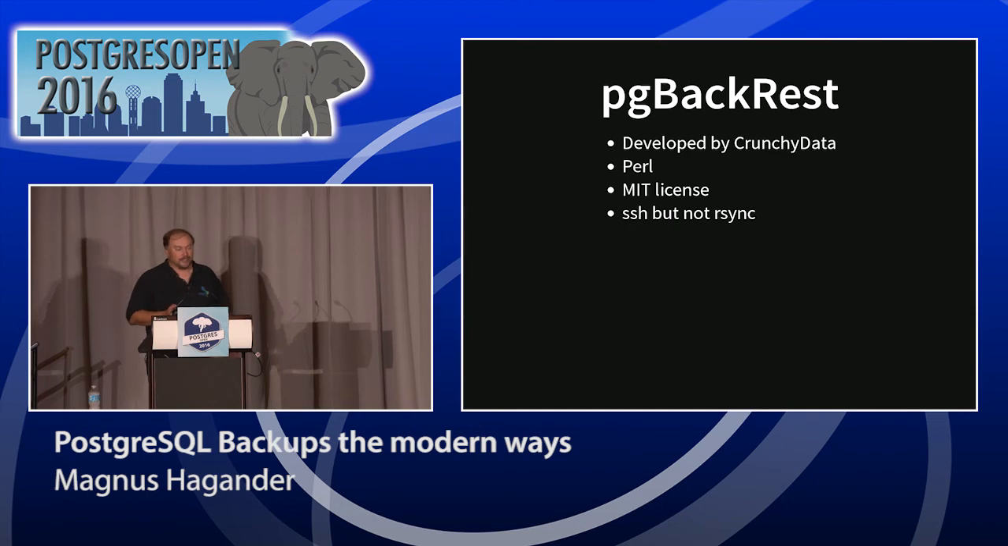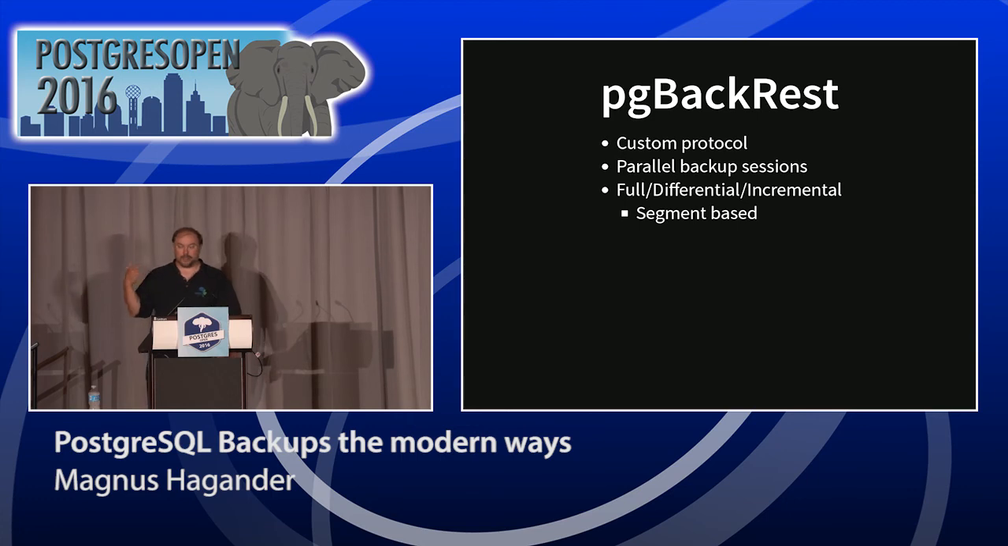It's MIT licensed. It uses SSH, but it doesn't use rsync. It uses its own protocol tunneled over SSH, which is, I think, the main feature that Backrest has, or the protocol is the enabler of the features that Backrest has that Barman doesn't. In particular, it supports parallel backup sessions, so you can scale out and make your backups run faster. For most people, single-threaded backups is not really a problem, but if your database is big, being able to do multi-threaded backups can save your backup time significantly. And also, obviously, your restore time when you're getting things back, which is more important.